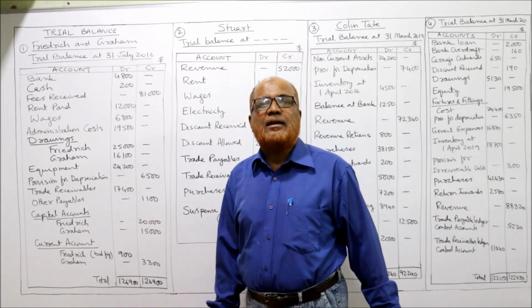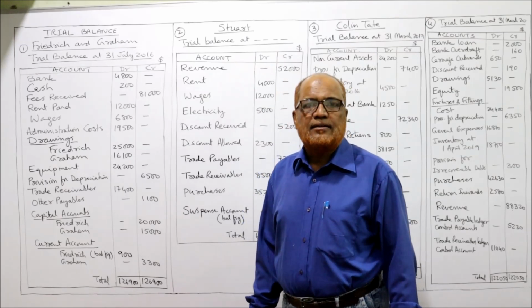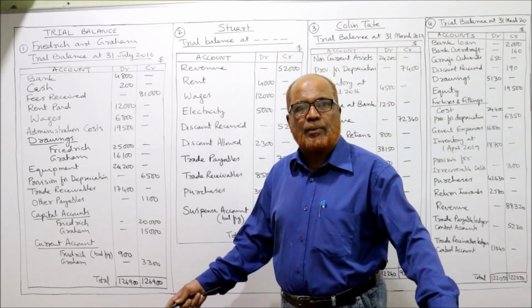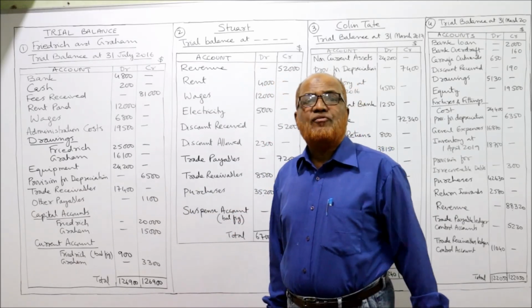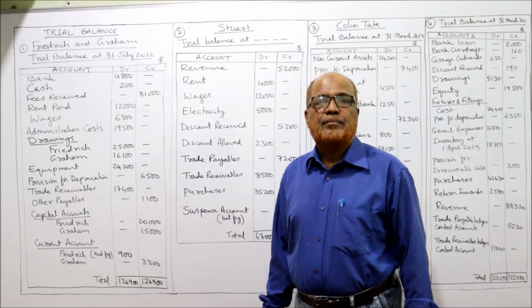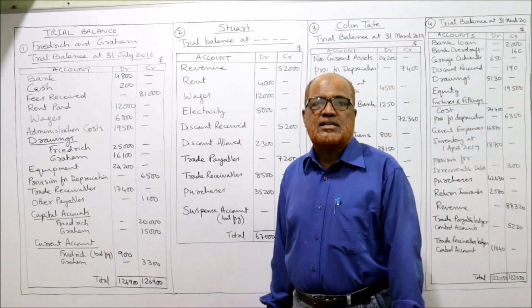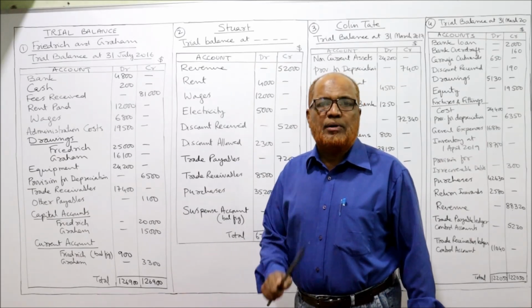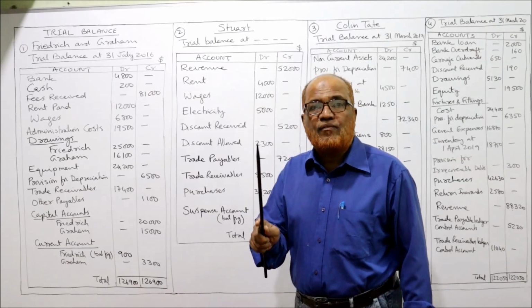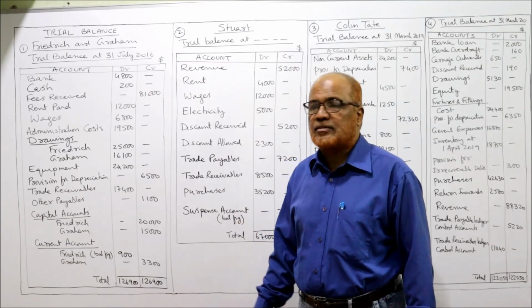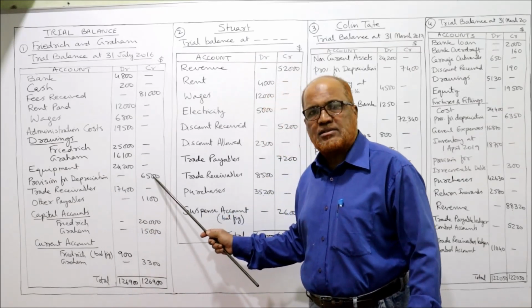Then equipment, it's an asset. Equipment is an asset, it will show a debit balance. So equipment, debit balance. Provision for depreciation will be taken on the credit side. Depreciation will show a debit balance. Depreciation, debit balance. Provision for depreciation, credit balance. So provision for depreciation, credit side.